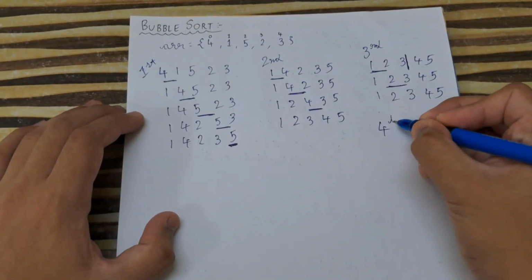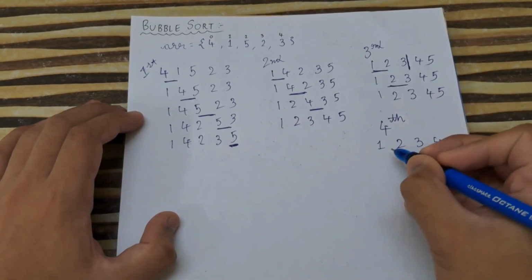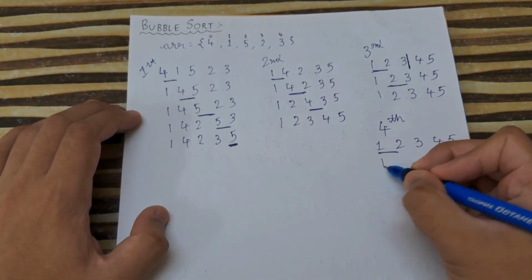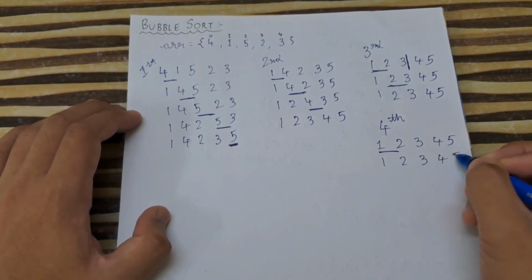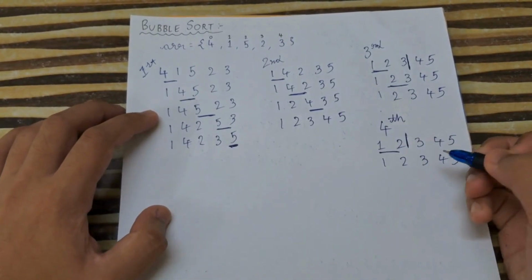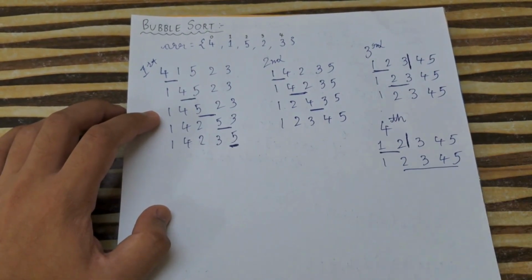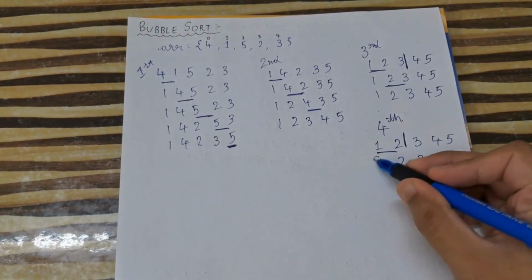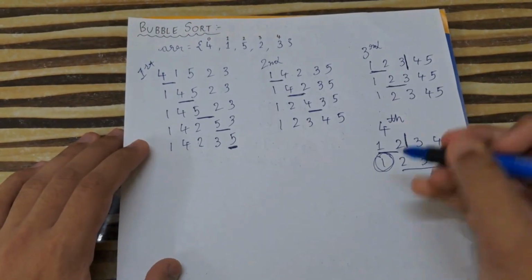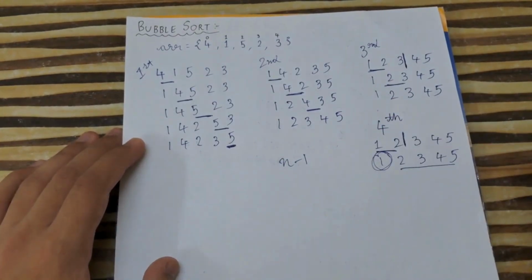Now coming to the fourth and last iteration. This is the new array: 1, 2, 3, 4, 5. We will check these two again. 1 is not greater than 2, so it will not swap. We only had to check these two, and we can see that 2 is also now in the correct position where it should be. Now all these elements are in the correct position, and only this element is remaining, so obviously it would automatically be in the correct position. So only 4 iterations: if 5 elements are there in the array, n minus 1 iterations are required.